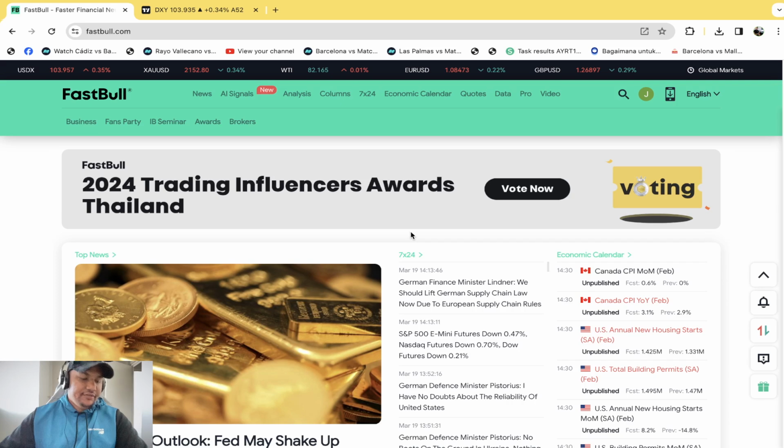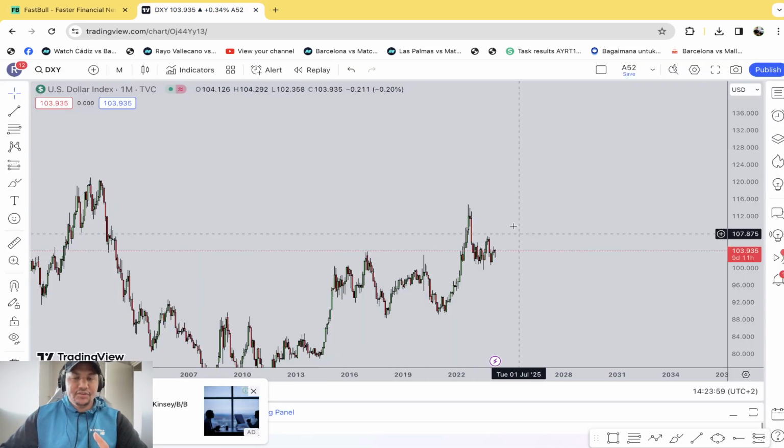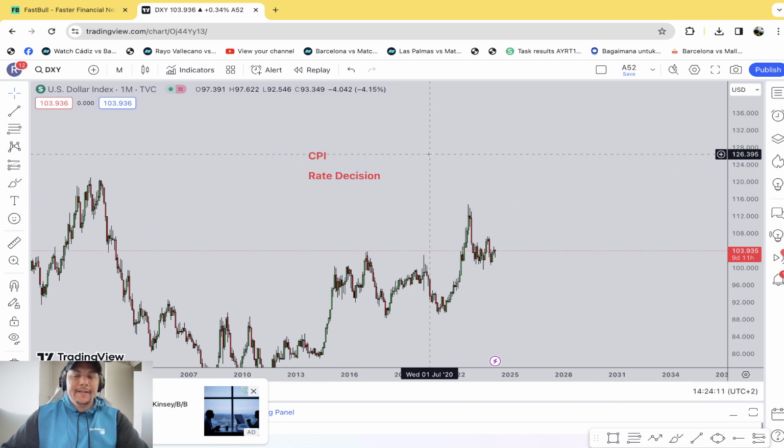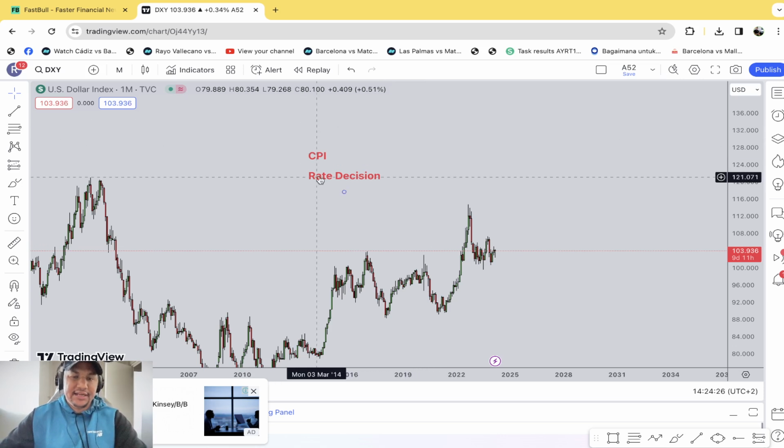Now, the first thing I need to explain to you guys are the following two things. There's something called CPI, and then there is something called rate decision. A rate decision refers to an interest rate decision. The CPI works directly with a rate decision, and so do the 10-year bond yields. If the 10-year goes up, you can expect the Fed is more likely to hike interest rates.